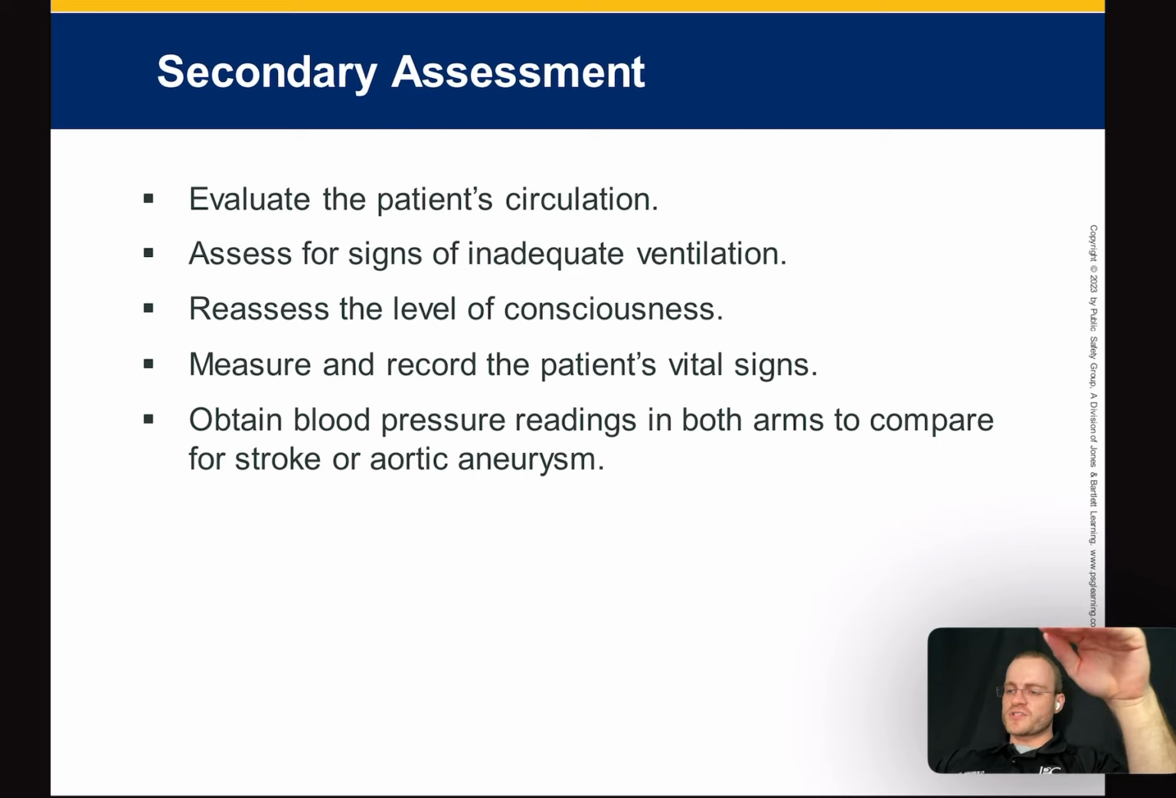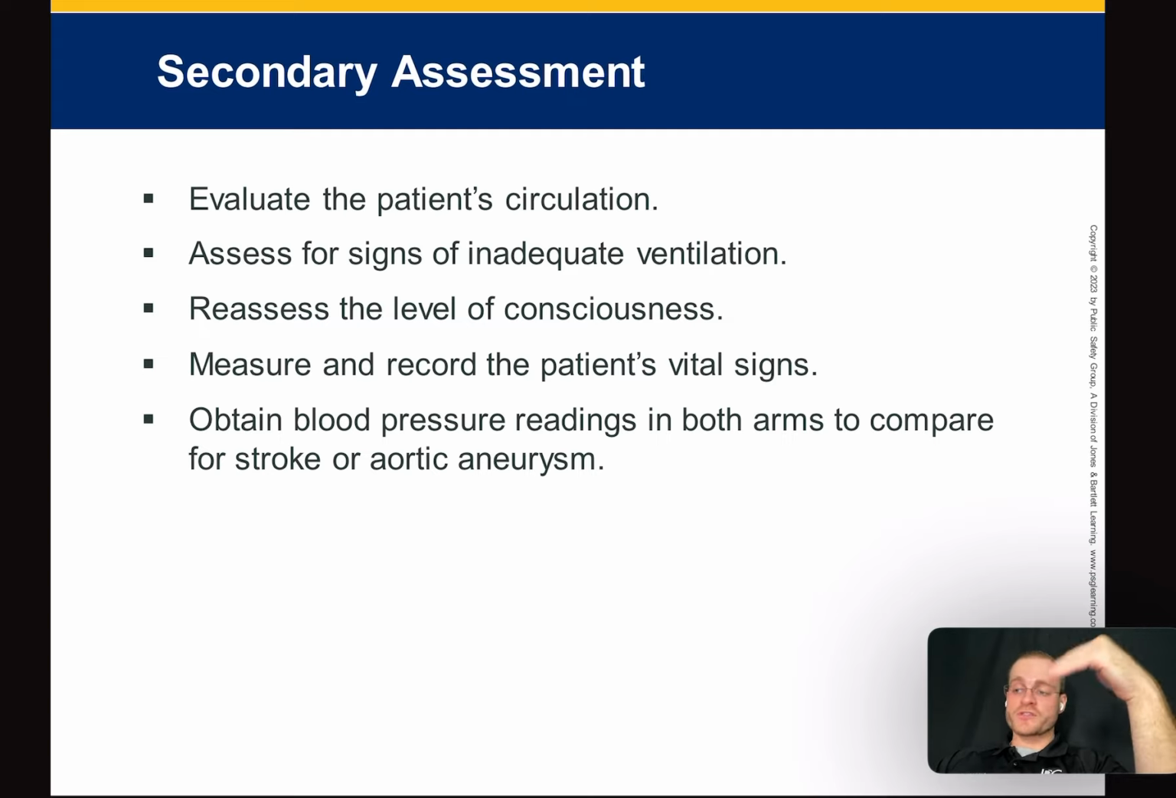Okay. Assess for signs of inadequate ventilation. Remember, just because someone's breathing 24 times a minute like this, that's not adequate, right? So it needs to be adequate. They're moving good tidal volume. They're actually ventilating, okay? Assess the level of consciousness, okay?